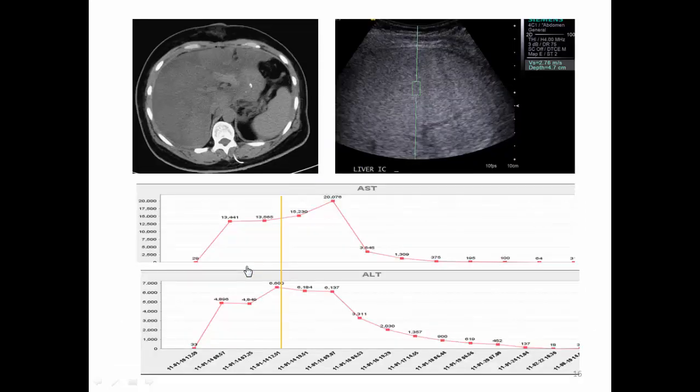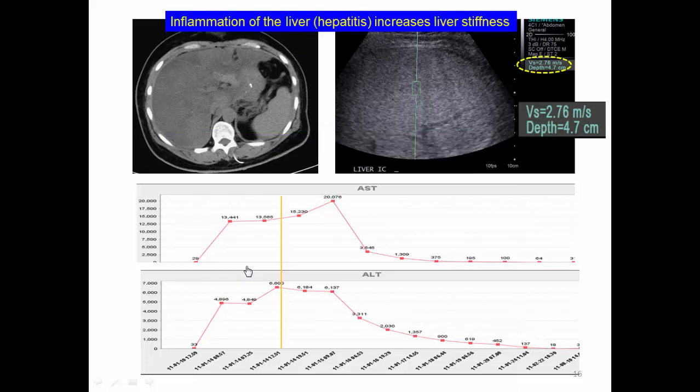And this is a patient with acute hepatitis, and the liver looks swollen with inhomogeneous density on CT scan. And we used the RP to measure the shear wave velocity. It was very high, up to 2.7. And this measurement was done during the marked elevation of the liver enzyme. So inflammation in the liver increased liver stiffness.